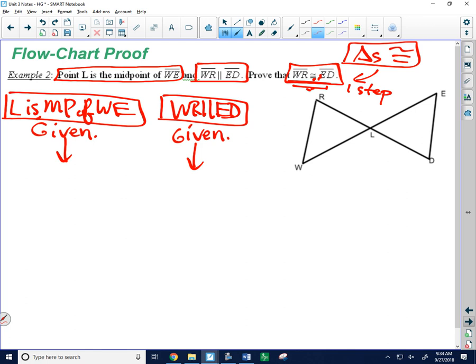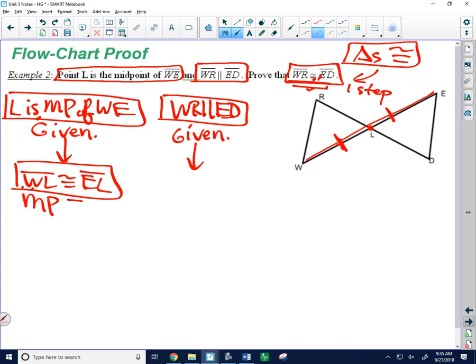Okay, so first one, L is the midpoint just of WE. We don't know it's the midpoint of DR, but it is the midpoint of WE. So that says these are congruent: WL and EL. Draw an arrow, then the new one you put a box. I marked it on my diagram, please do that. And then below, if you put definition of midpoint, I'd be okay with that. It's technically midpoint theorem.